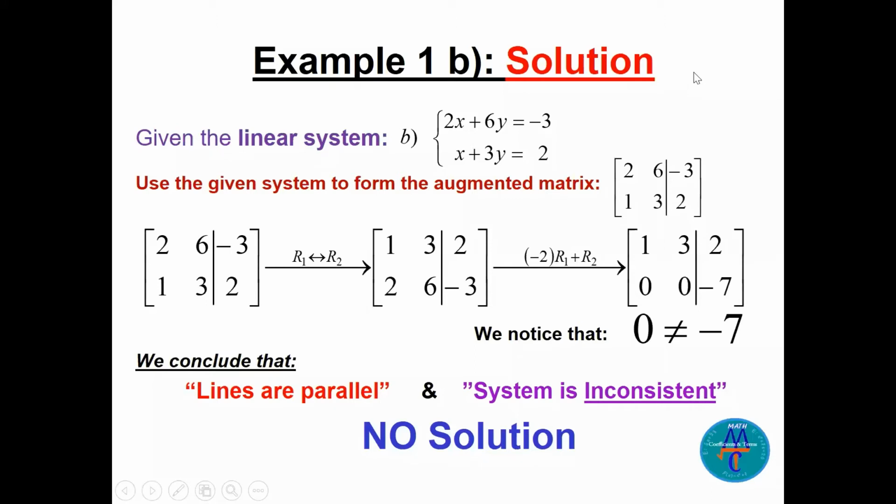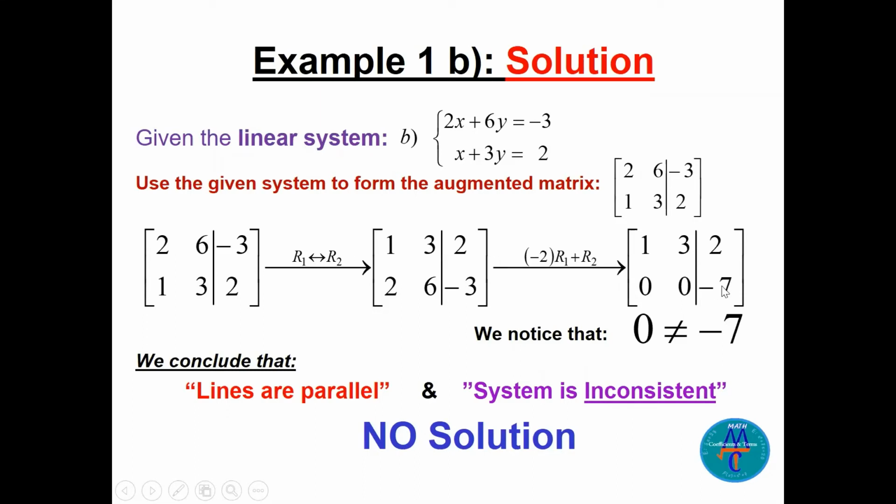Now, if we look at the solution of 1B, we see that we have the system 2x plus 6y is equal to minus 3, x plus 3y is equal to 2. Write first the augmented matrix, and then we interchange row 1 and row 2. We have 1, 3, 2, 2, 6, minus 3. We try to make this number here 0. So I multiply row 1, as I mentioned before, by minus 2, and then I will add to row 2. So I will get 0, 0 there, so easy.